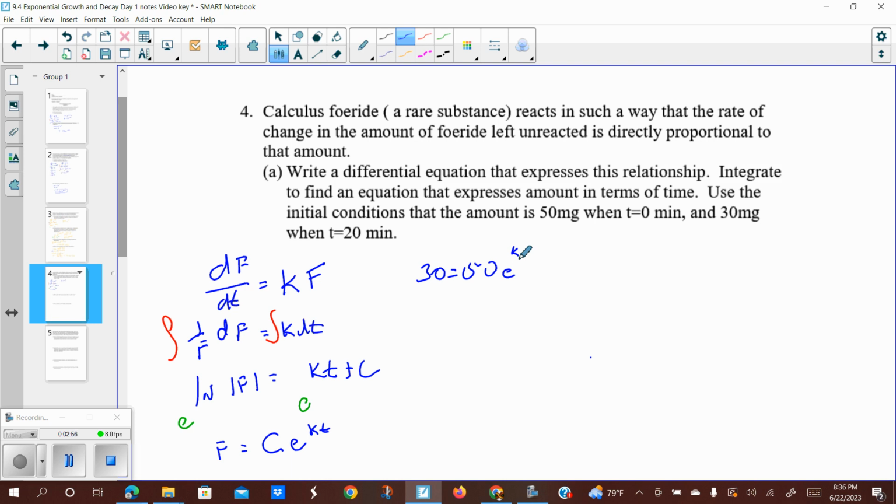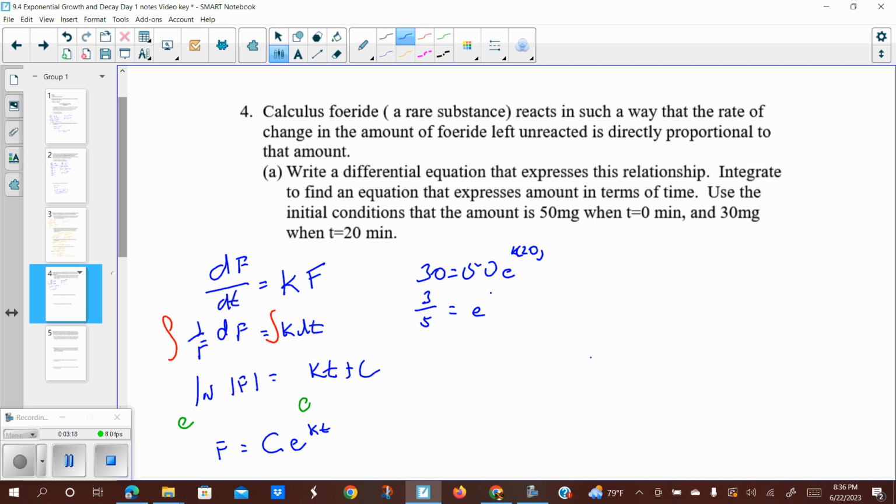We can do this in one of two ways. You can either keep everything in minutes, or you can put it into terms of hours. It's probably easier just to go ahead and keep it in minutes in this case, but if you choose to put it in terms of hours, that would have been a 1/3. Let's go ahead and solve this thing for K. Divide both sides by 50. You get 30 over 50, which is 3/5.